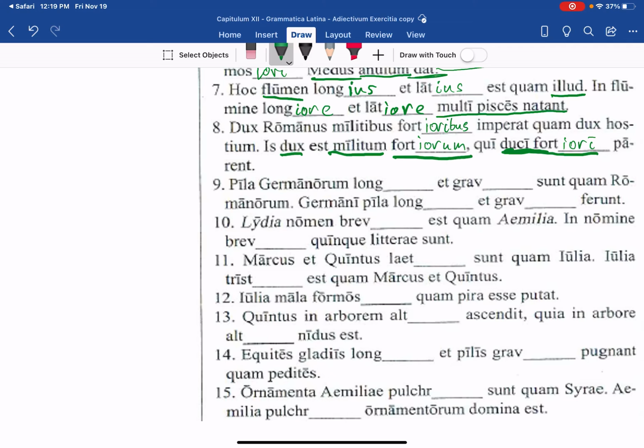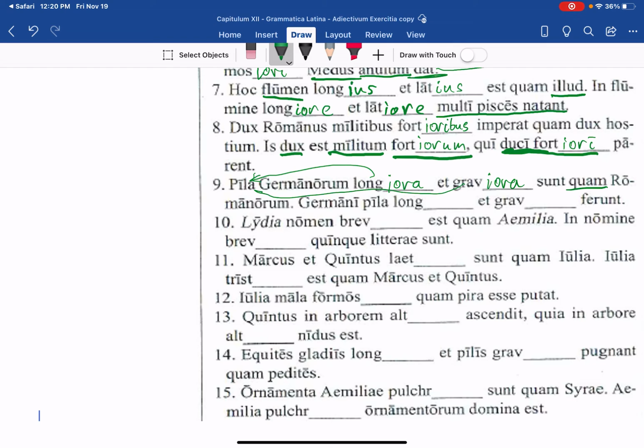Number 9. Pila Germanorum blank et blank sunt quam Romanorum. The longiora, right? Et graviora. Why longiora et graviora? Because these are modifying pila, right? The spears of the Germans are longer and heavier than quam the spears of the Romans. So they need to modify pila, which is a neuter plural. So they are also neuter plural.